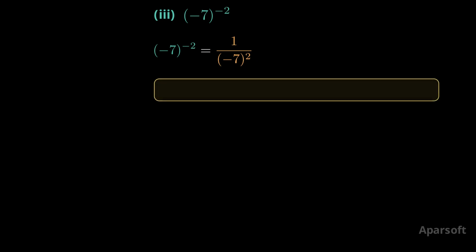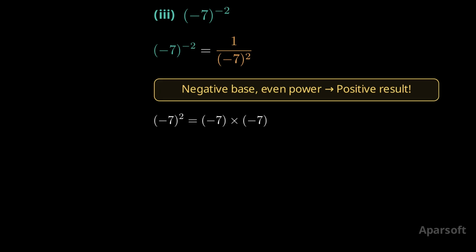Part 3. Negative 7 to the power negative 2. Same rule, this becomes 1 over negative 7 squared. Now watch carefully. Negative base with an even power gives a positive result. Negative 7 times negative 7. A negative times a negative gives a positive. So 7 times 7 equals 49. Our fraction becomes 1 over 49. The even power swallowed the negative sign.